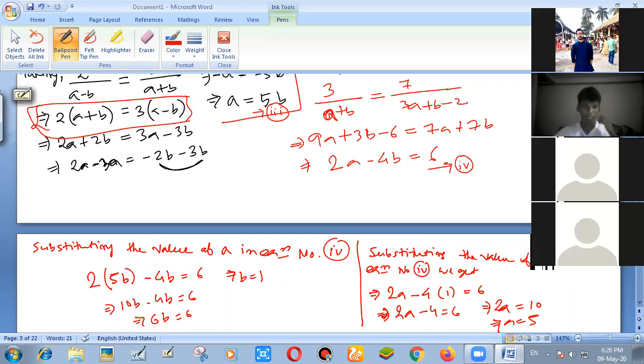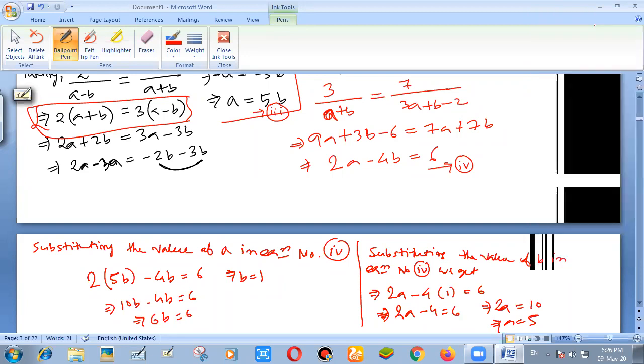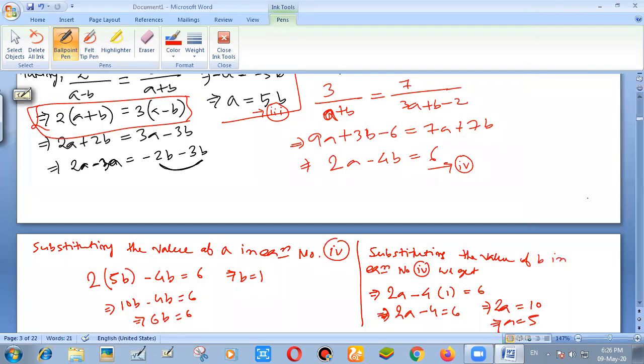So the value of a is 5 and the value of b is 1. That means for the value of a and b, these two linear pair of equations have infinitely many solutions. So clear? We have found the value of a and b. Clear or not? Sir, yes. Okay.